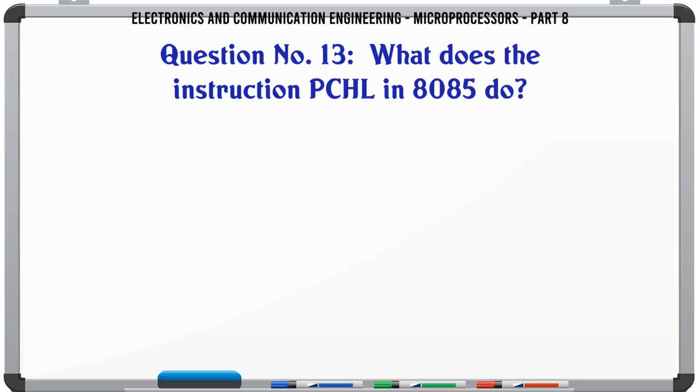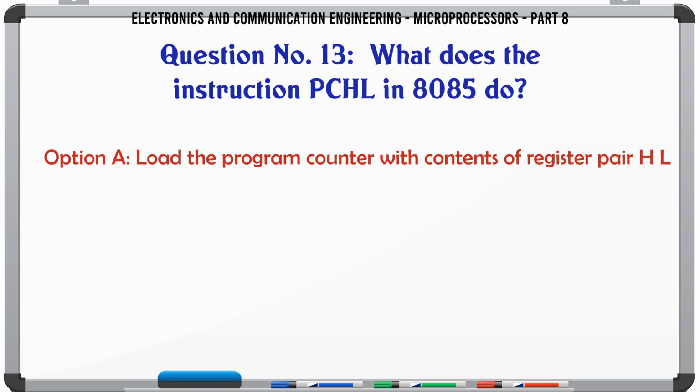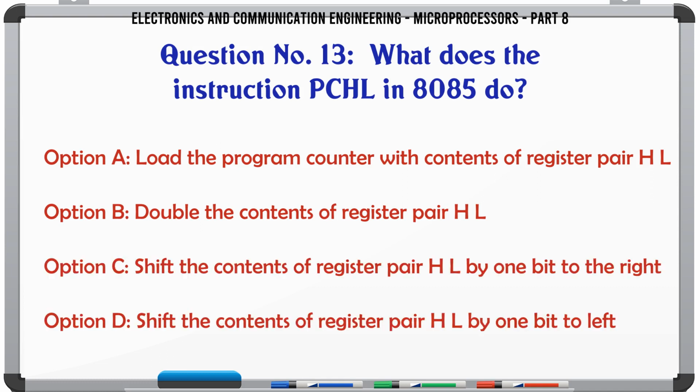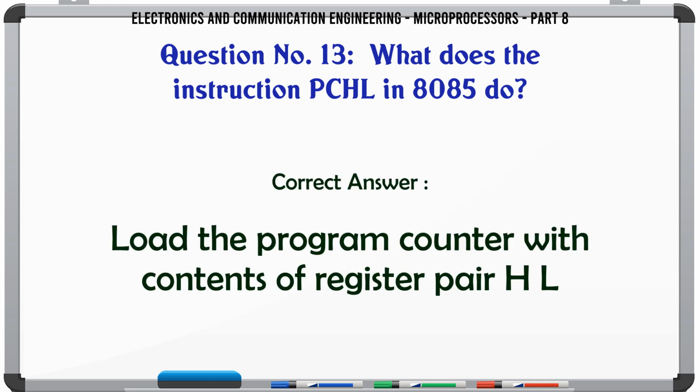What does the instruction PCHL in 8085 do? A, load the program counter with contents of register pair HL; B, double the contents of register pair HL; C, shift the contents of register pair HL by 1 bit to the right; D, shift the contents of register pair HL by 1 bit to the left. The correct answer is load the program counter with contents of register pair HL.